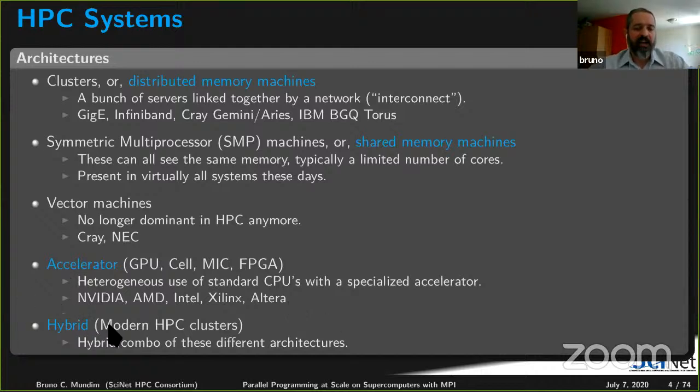And of course, you have the hybrid architecture, which is basically most modern HPC clusters nowadays, a combination of the above. For example, our cluster Niagara is a distributed memory machine, but at the same time, each compute node is also a shared memory machine. And each processor has some vector units in the chips that you can still exploit. While our other machine called Mist does have a GPU accelerator.